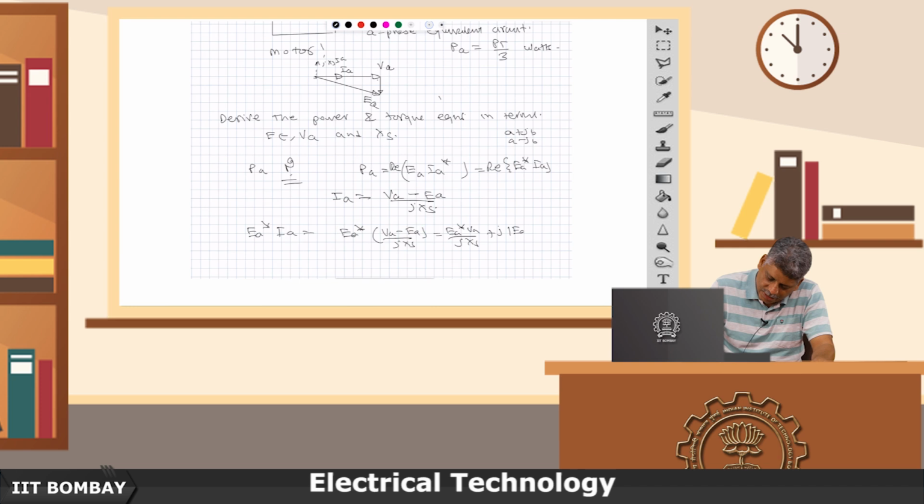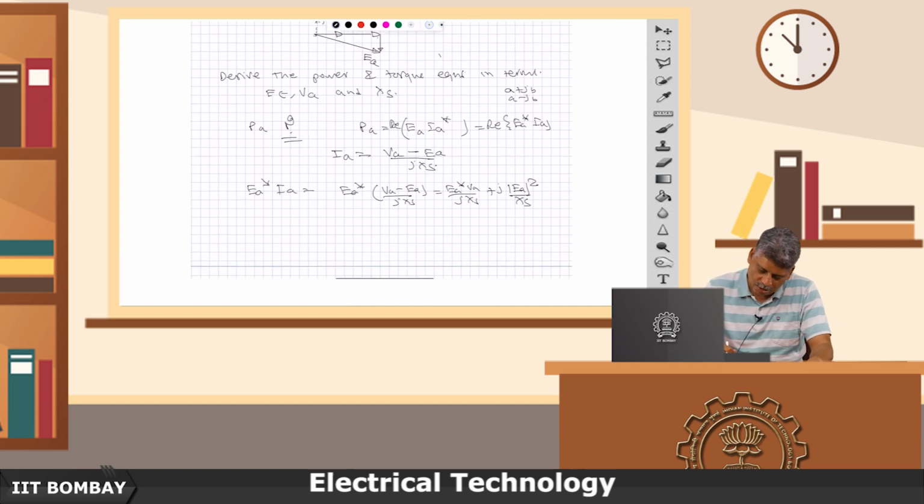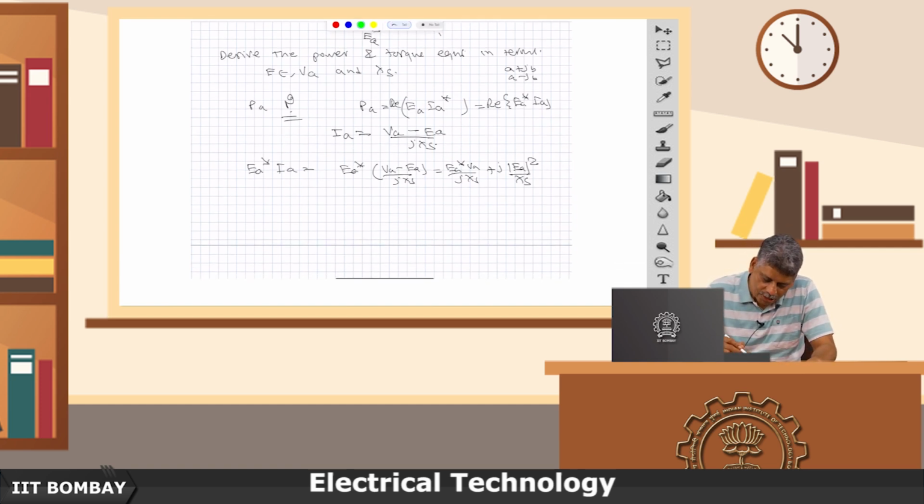So, therefore, it is E_A square, this is a real positive number, divided by jX_S. So, this number is a purely imaginary number, it has no real part.